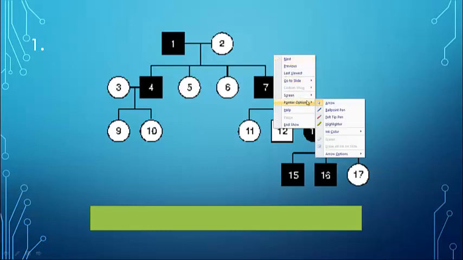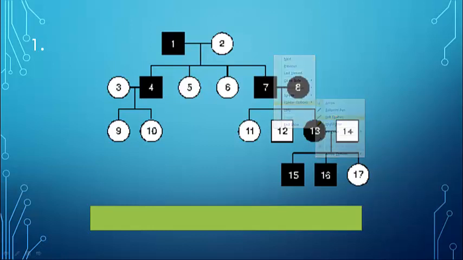And I'm going to grab a felt tip pen. And I want to take a look at this portion of the family because I have 2 affected parents and I end up having non-affected children. Let's say that this was an X-linked recessive gene.